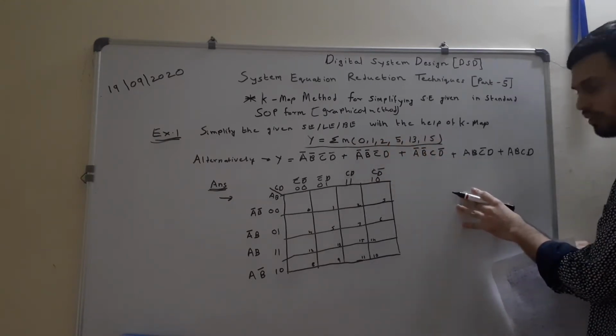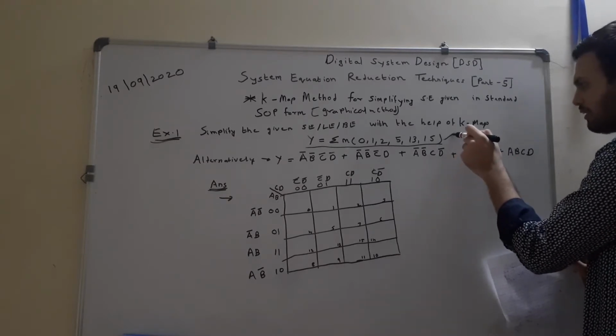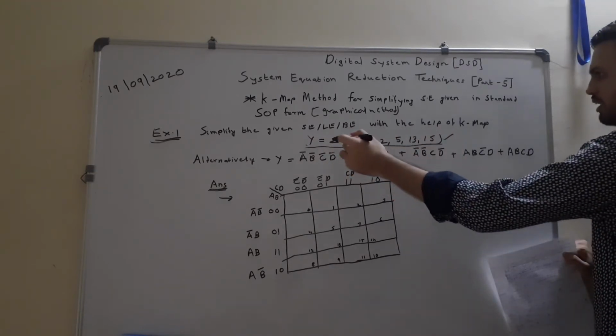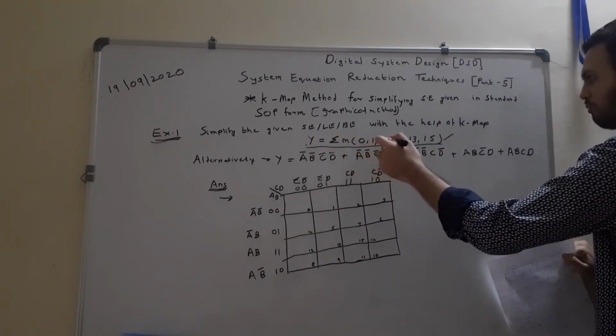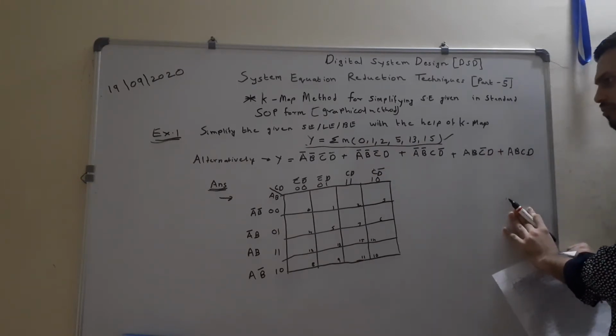Now we want to simplify this particular given system equation. This is a system equation only, but expressed in terms of min terms. So y is equal to summation of min terms 0, 1, 2, 5, 13, 15 is our question, and we want to simplify it using the K-map technique.